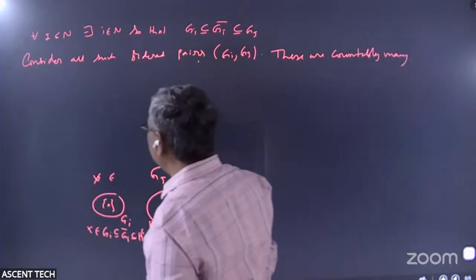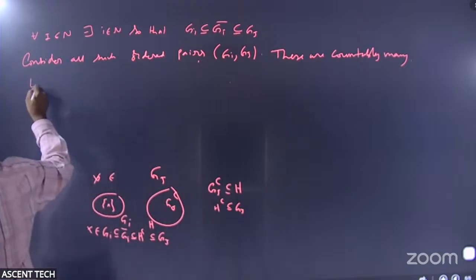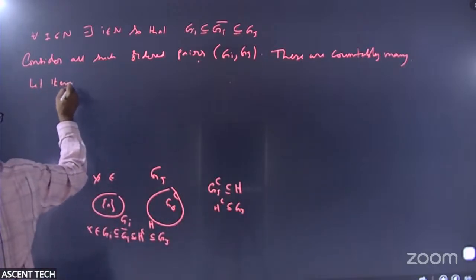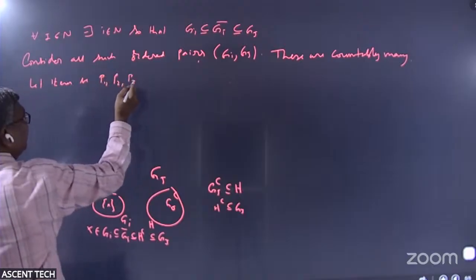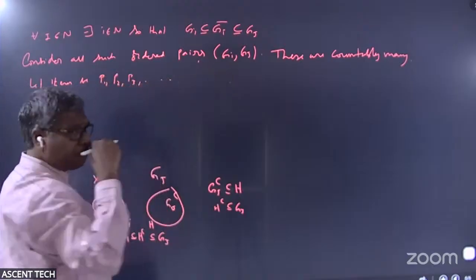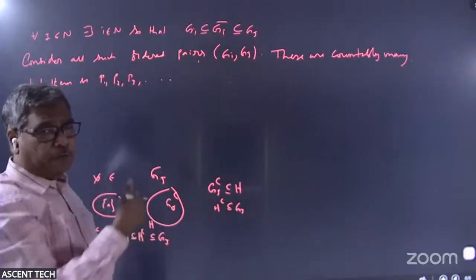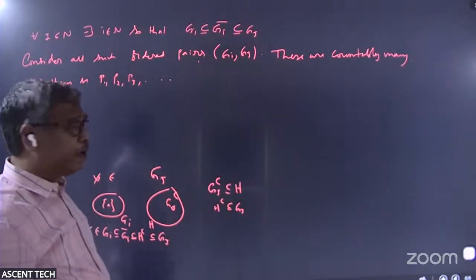So, let them be P1, P2, P3, etc. These are the pairs. First pair, second pair. Pairs are countable. I can order them any way I like. I just ordered them.